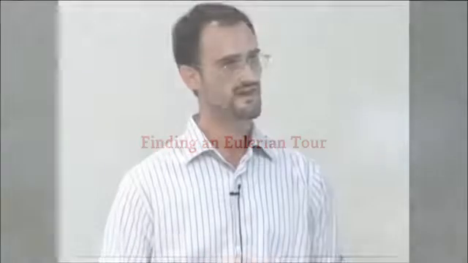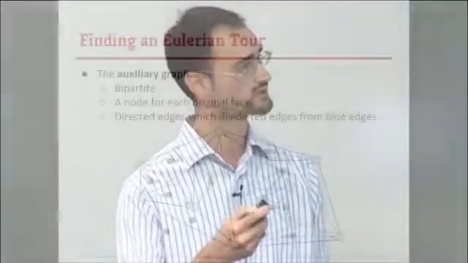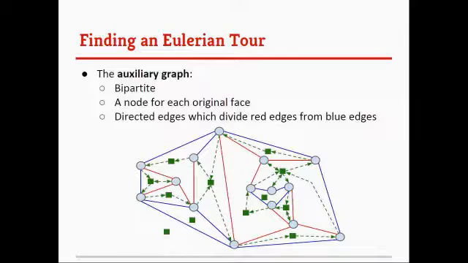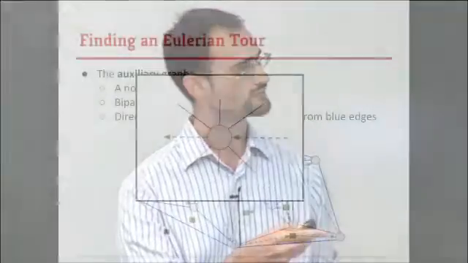Now we'll describe the part of the algorithm that finds the Eulerian tour, giving an ordering for the nodes along the spine of the book embedding. Let's assume that we have a disjunctive and splitter-free embedding for the graph. We construct the auxiliary graph by placing a node in each original face and by placing directed edges in such a way that on each node they separate red edges from blue edges in this way.